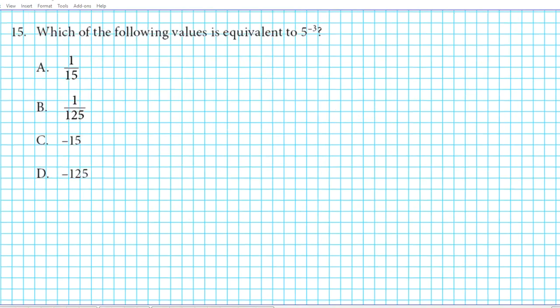Alright, let's go ahead and take a look at question 15, the last one in this installment. It reads, which of the following values is equivalent to 5 raised to the negative third power? So to help us with this, let's recall the specific formula known as the reciprocal property of exponents. Do you remember what that property is?